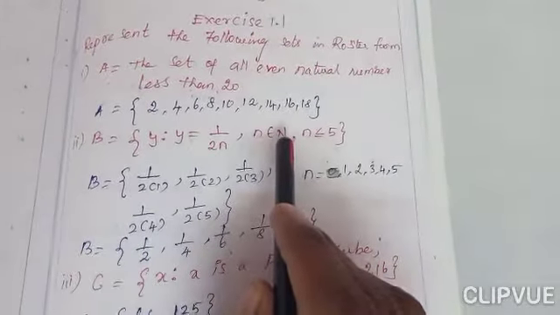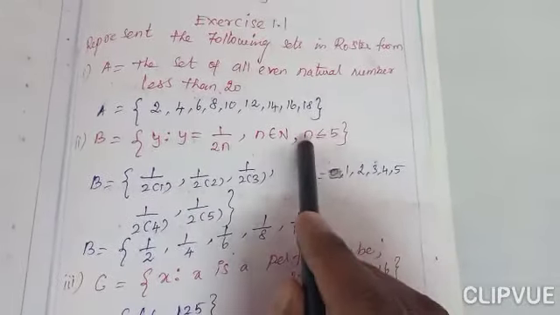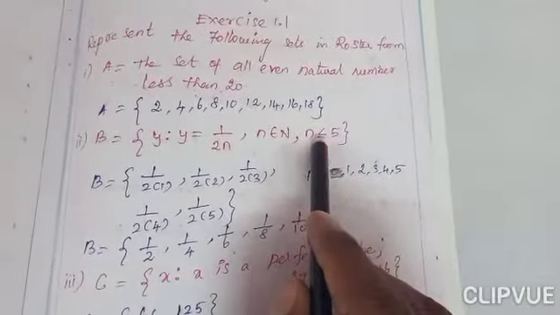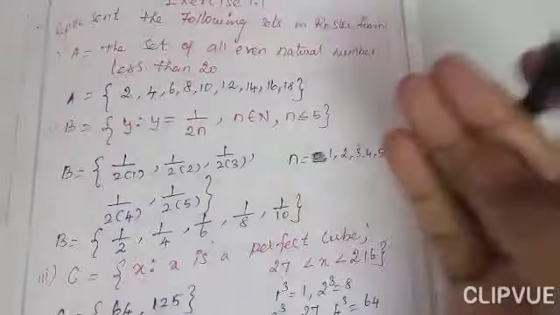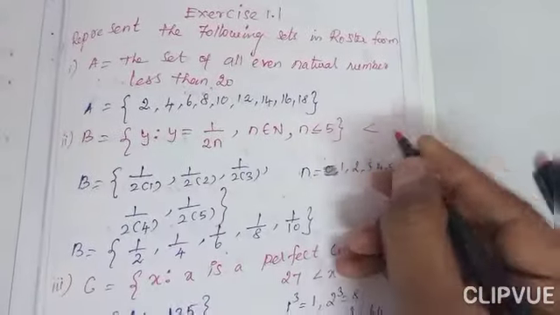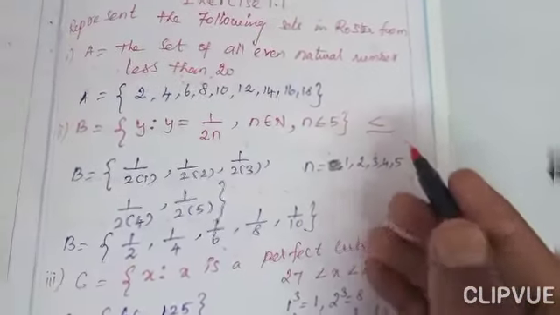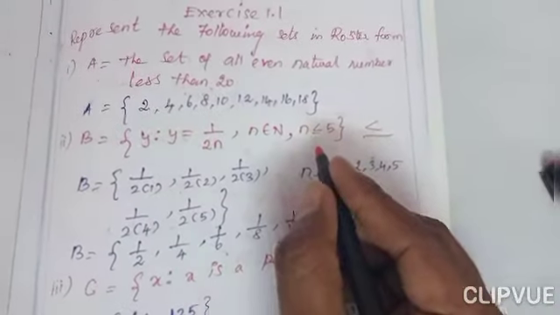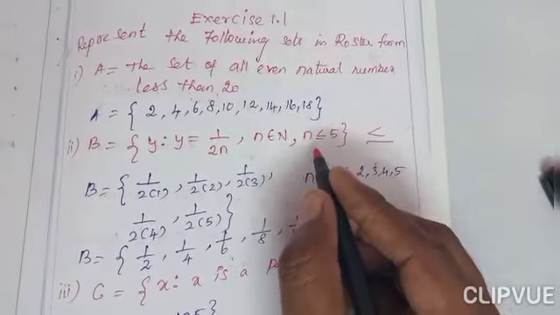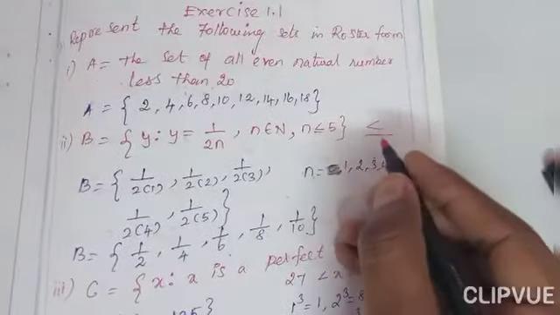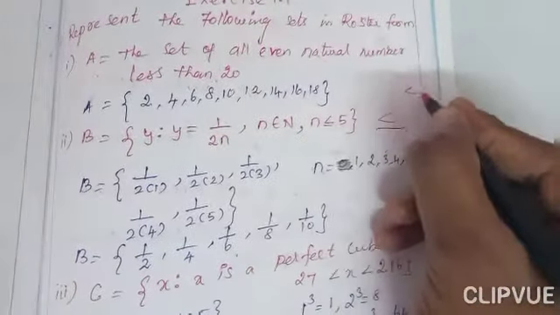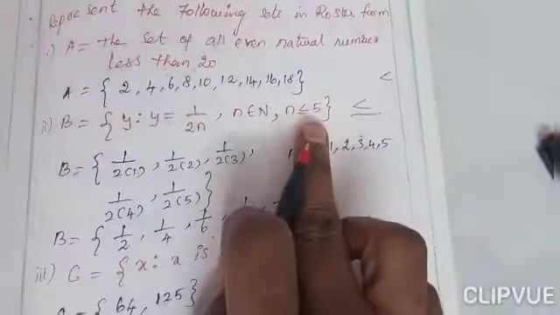So 1, 2, 3, 4, 5. They have given the condition n less than or equal to 5. Look at this symbol. This represents less than or equal to. What does this mean? We should take the numbers 1 to 5. Sometimes they will give less than alone. In that case, we should not take the number 5.